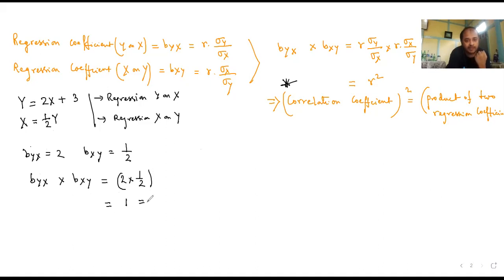And 1 can be written as 1 squared. So the correlation coefficient between these two variables x and y will be equal to 1, and x and y will have perfect correlation.